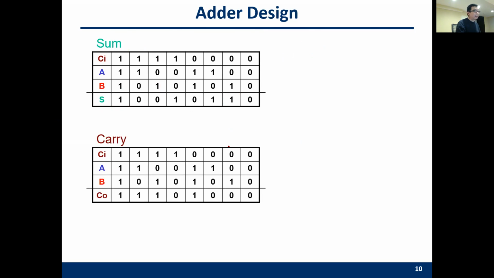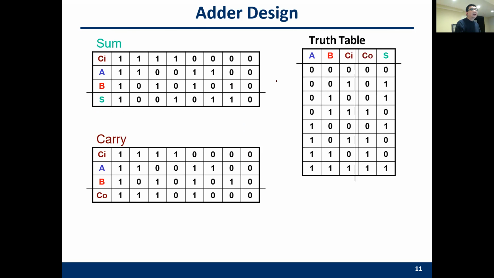This table indicates the carry out. So basically, I can cut this row and paste this row to here, and then we will only have 1 truth table. But here I separated them. We have two truth tables for sum and carry out respectively. And we can also combine them together into a single truth table.